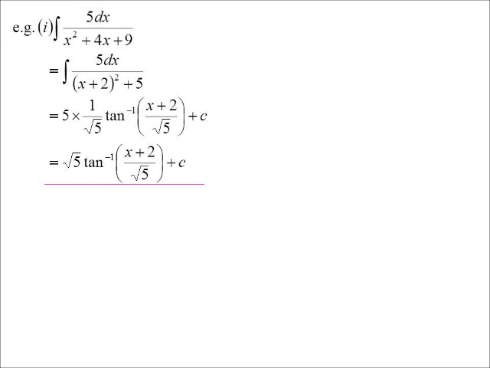Now if it happened to be 2x squared there, then I'd factorise the 2 out, because for our standard integrals, it always has to be 1x inside the square to be able to go, I'll go and use my standard integral.